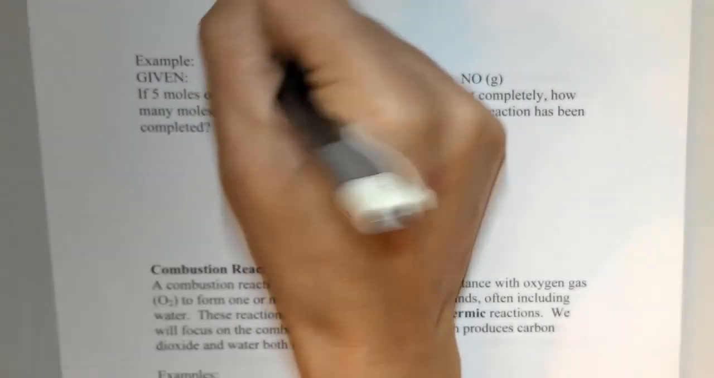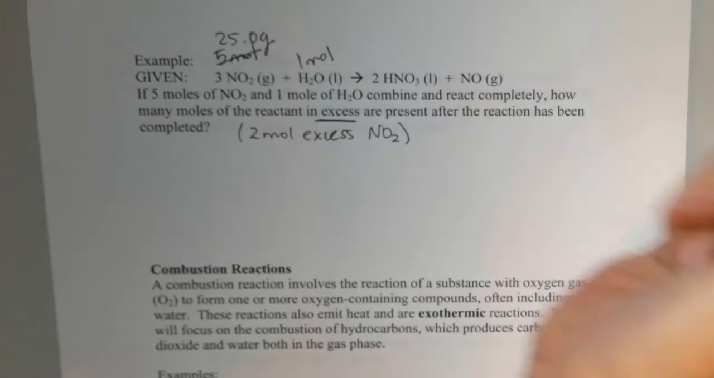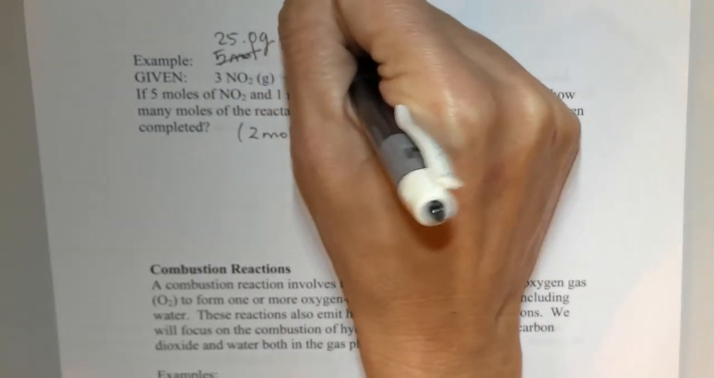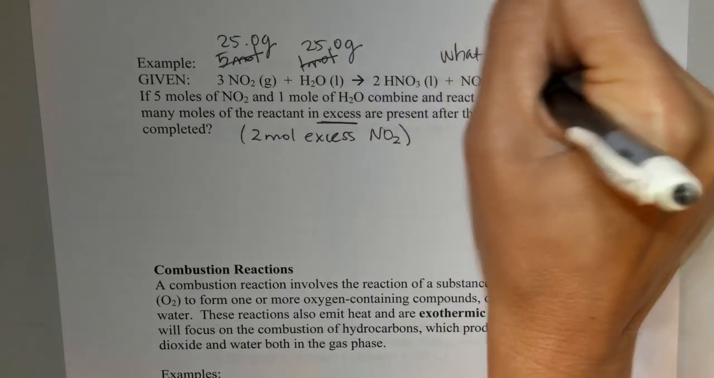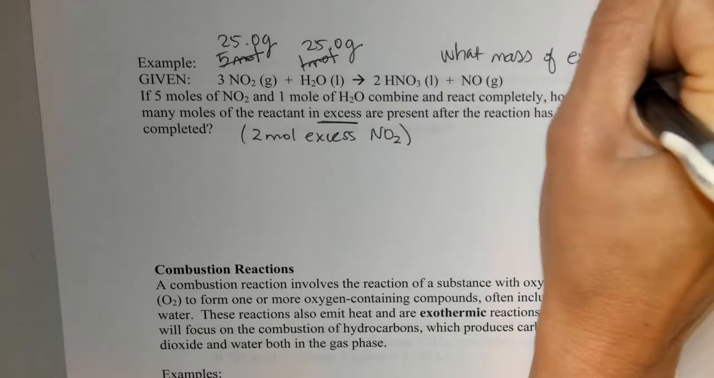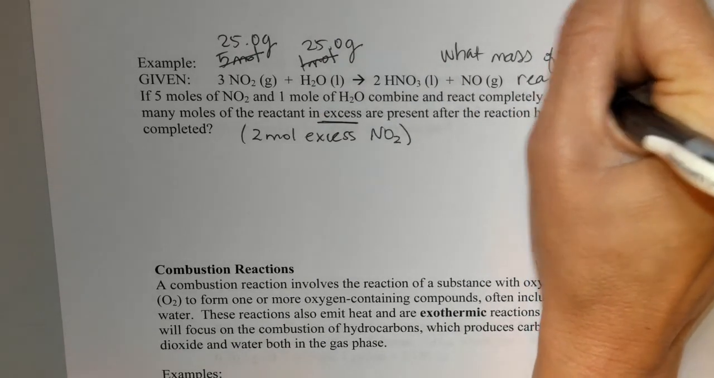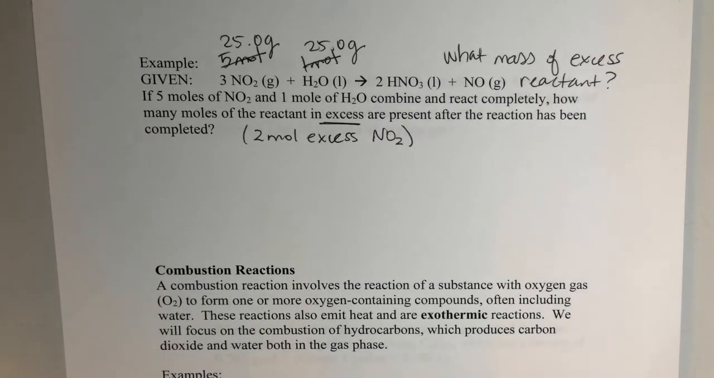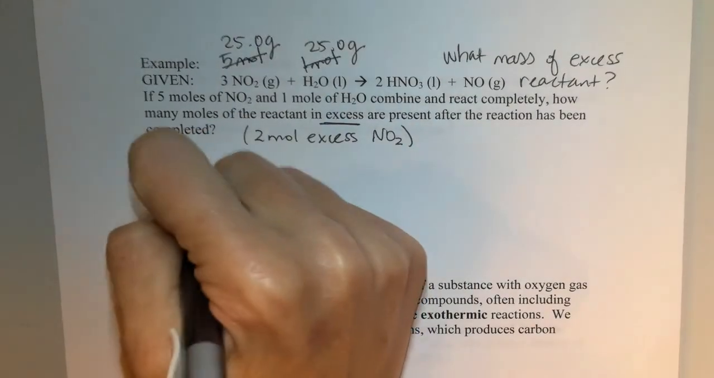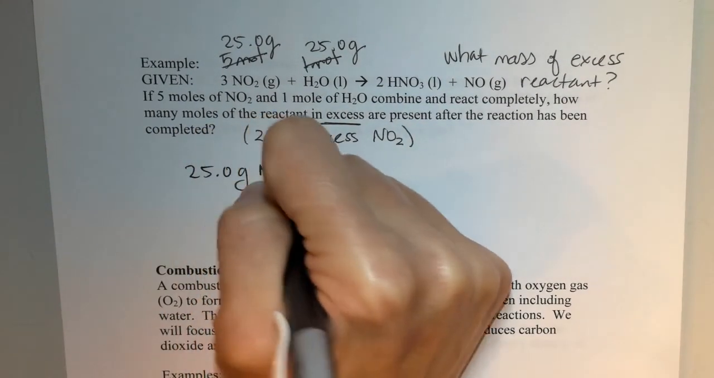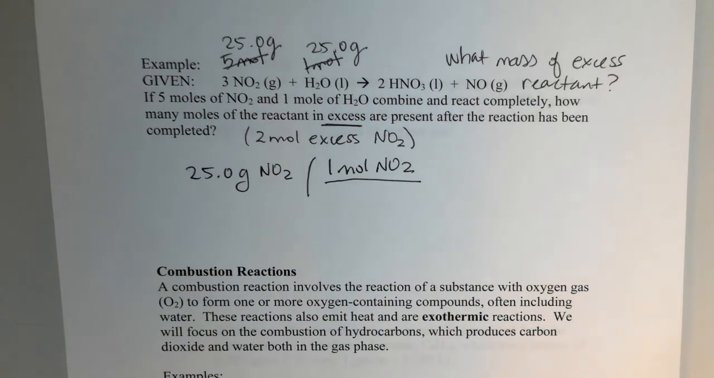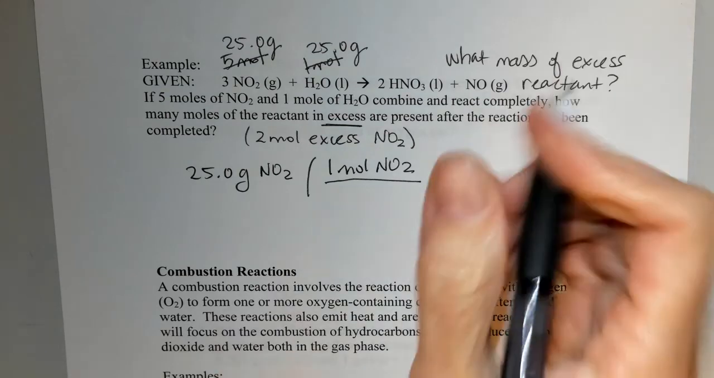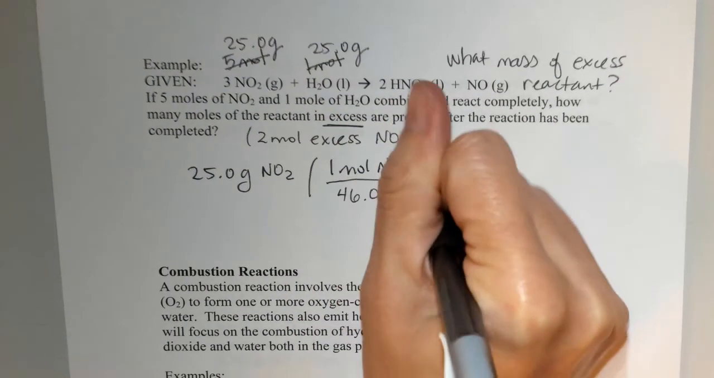Okay, let's say I've got 25 grams of NO2 and 25 grams of water. And now I look at what mass of excess reactant is left. All right, so instead of doing moles, let's make it just slightly more complicated and look at mass. All right, so if I have 25.0 grams of NO2, 1 mole of NO2, molar mass 14.01 for the nitrogen, 32 for the 2 oxygens, 46.01 gram total.